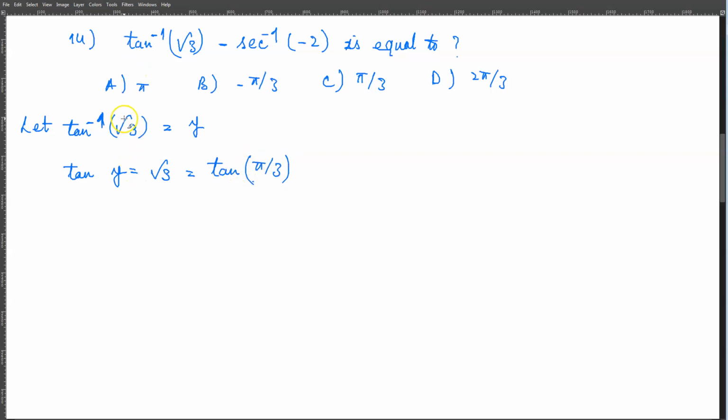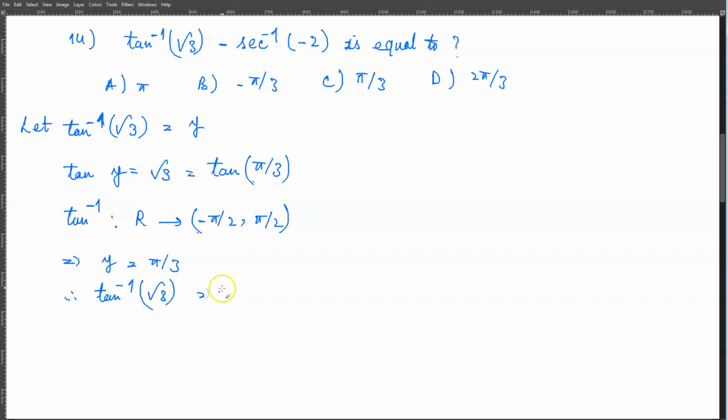Now, the tan inverse function is a function that goes from R to the open interval negative pi by 2 comma pi by 2, and pi by 3 is in this range, and therefore you can say that y is equal to pi by 3, or that tan inverse of square root of 3 is equal to pi by 3. That's what we were looking for.